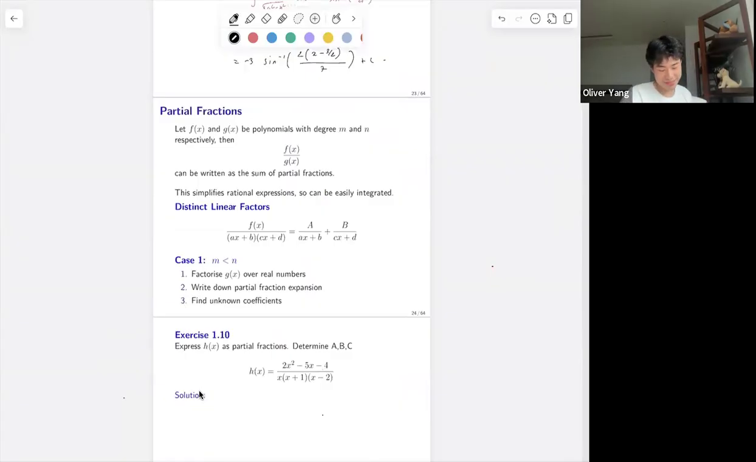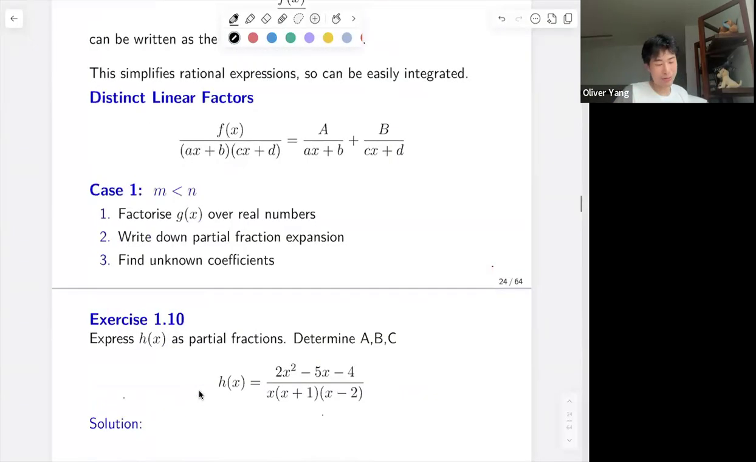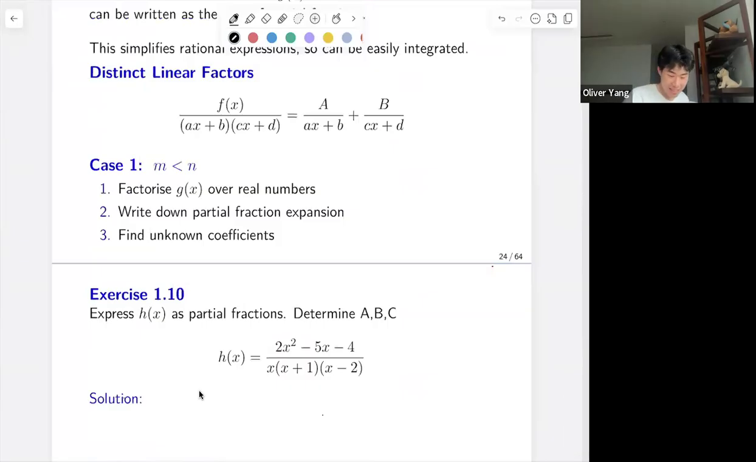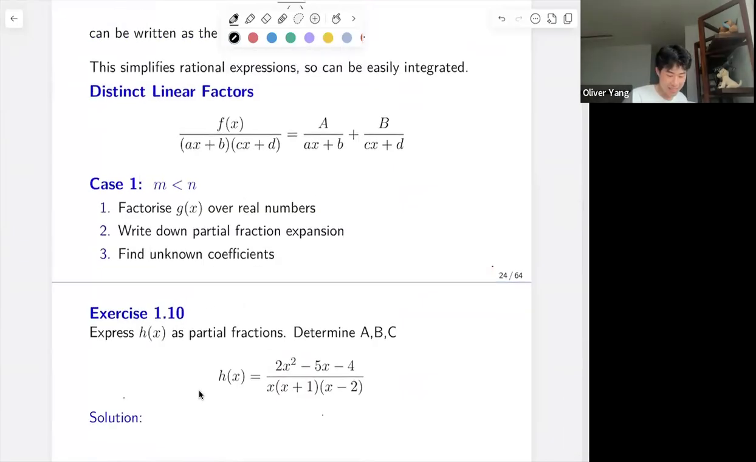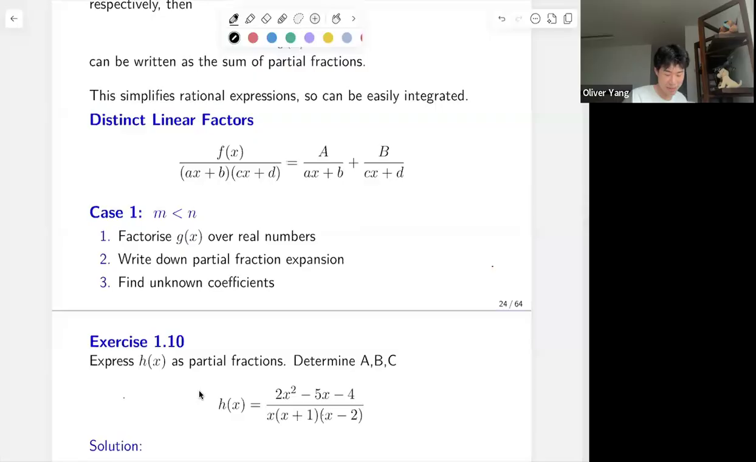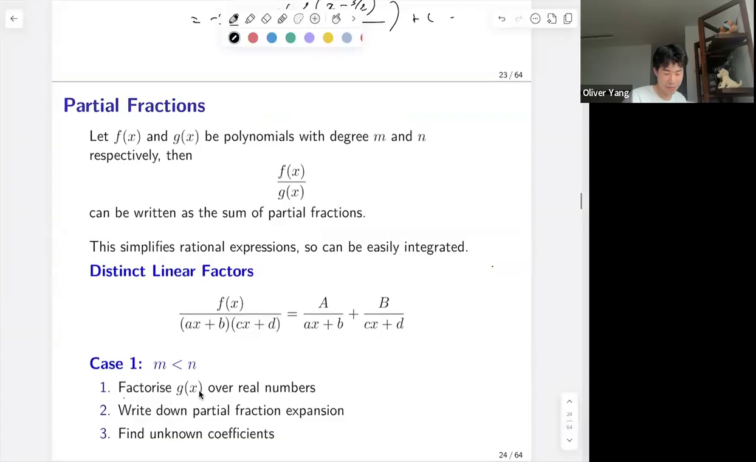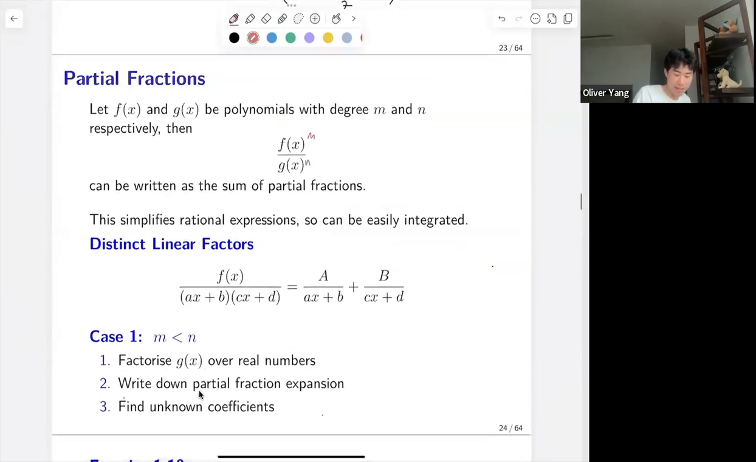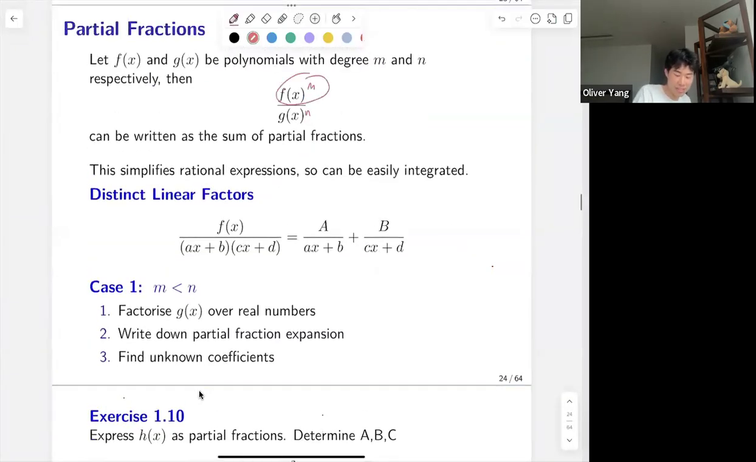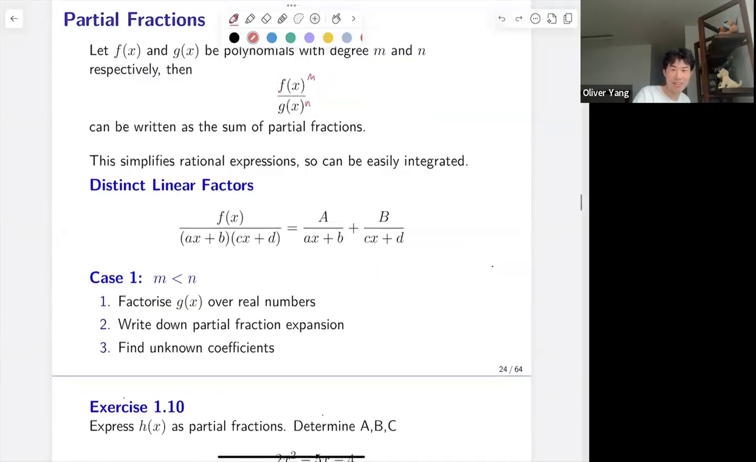So yeah, they're just polynomials written over each other, right? And you're just trying to factorize them. So we've got linear, distinct linear factors, right? So that's what we're gonna do. And so the first case is if m, so degree m here, so I guess what power it is in degree n. So if the top one is lower than the bottom one, so lower than the denominator, right?